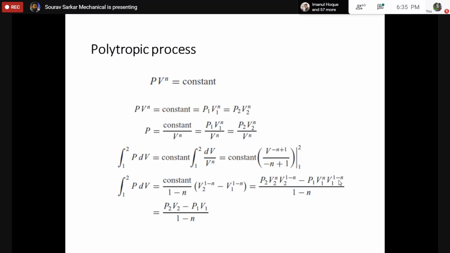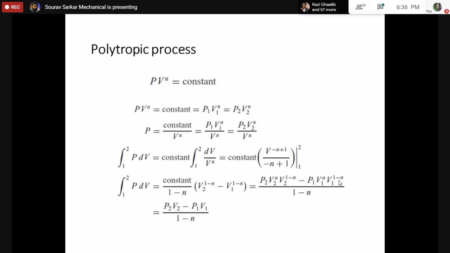So now, just like I told you that there will be several processes, and several processes will follow a general rule. What is the rule? That is PV to the power n equal to constant. What do you mean by that? That if there is one variable pressure, there is one variable volume, and they have a relation. That relation is basically some constant.